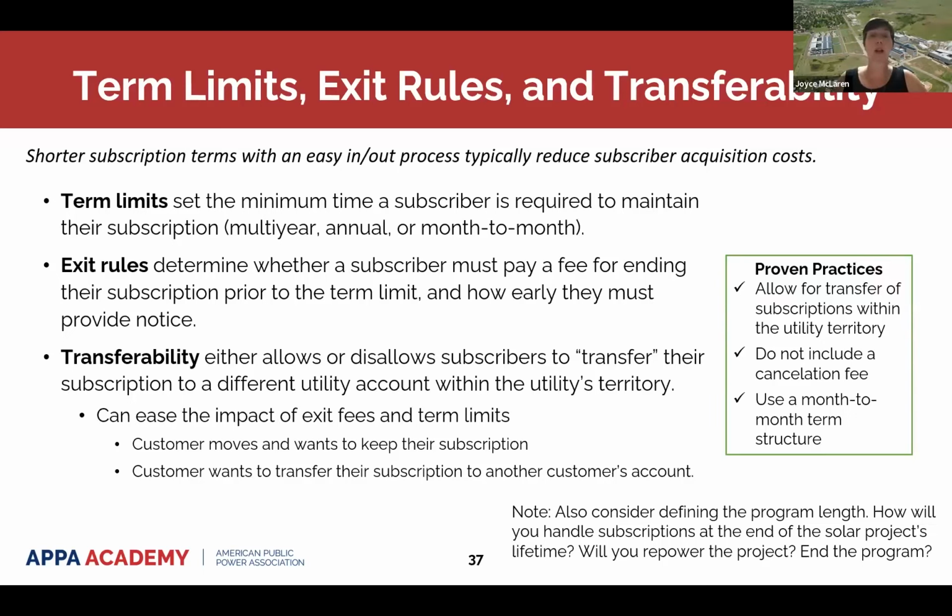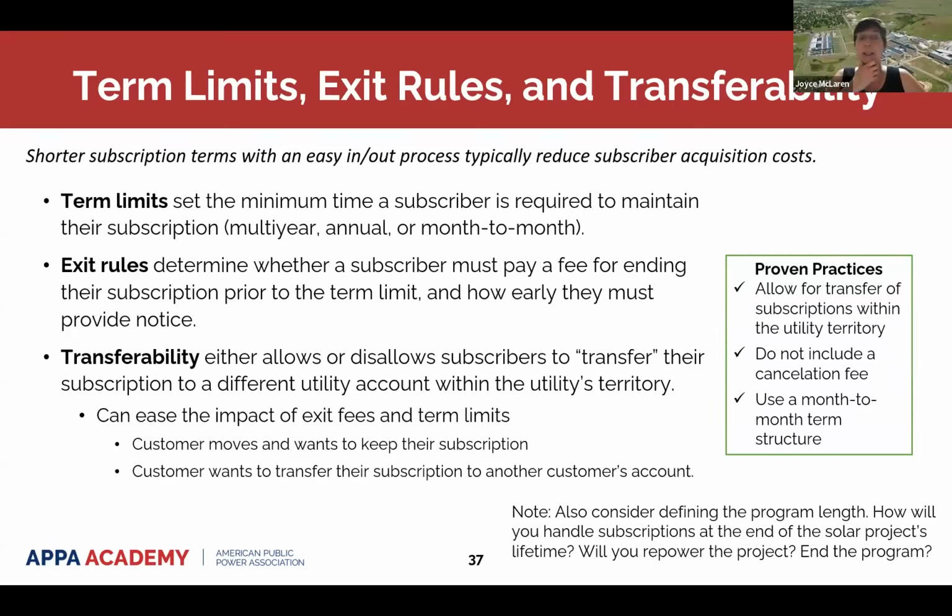So the next one is term limits, exit rules, and transferability. This is just really how you handle when customers come and go. We have some best practices here. Term limits set the minimum time that a subscriber is required to have their subscription. And I've seen everything from you can come in and out of it whenever you want, all the way to you are required to hold your subscription for 5 years or something.